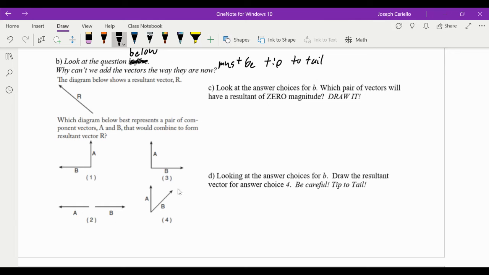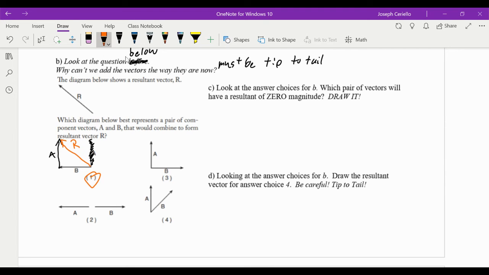So we have to move these around, okay? And we have options to do this. I'll tell you right now that choice 1 is the answer, and we'll see that in just a moment. So these are tail to tail, A and B here for choice 1. We have to pick to move one. Let's move A. So I'm going to move A. I'm going to redraw A so it's tip to tail with B. And it's going to point the exact same direction, and it's going to be the exact same size as it was before. My resultant goes from the tail of the first vector to the tip of the second. There's my resultant.